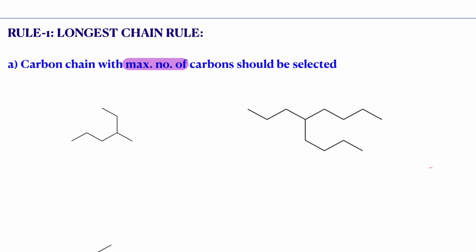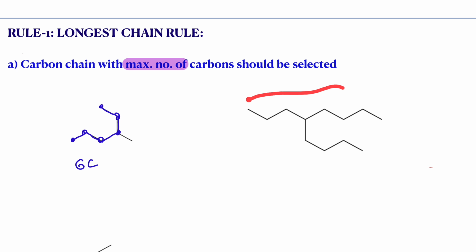And here are the possibilities: this is one terminal carbon, this is one terminal carbon, this is another terminal carbon. If you take the chain like this, it is a 5 carbon chain, a 6 carbon chain, a 4 carbon chain. So obviously, since we need to select the longest chain, this will be the longest carbon chain. So this chain has totally 6 carbons.